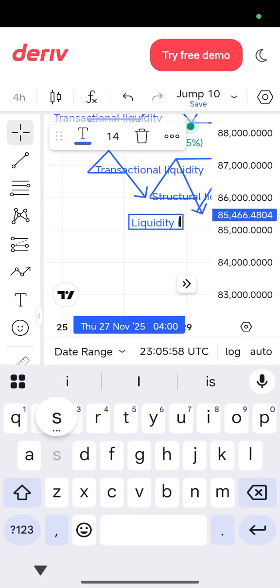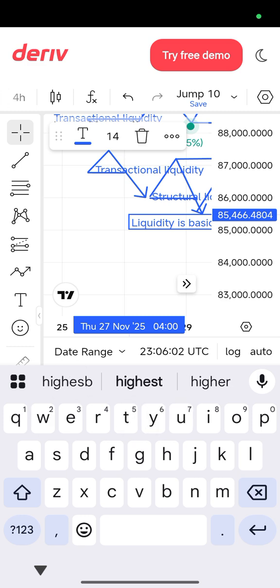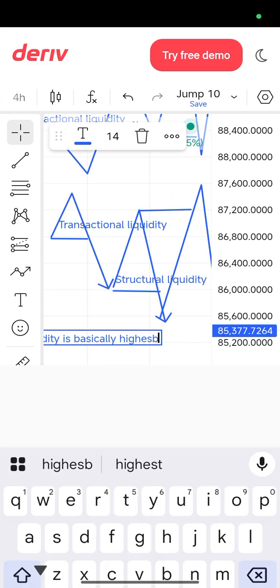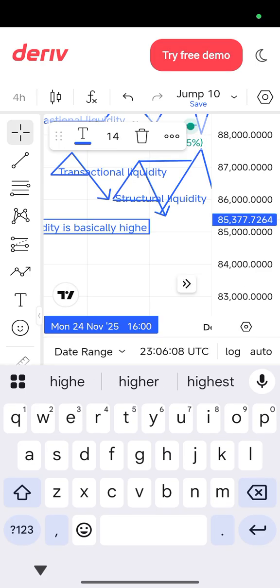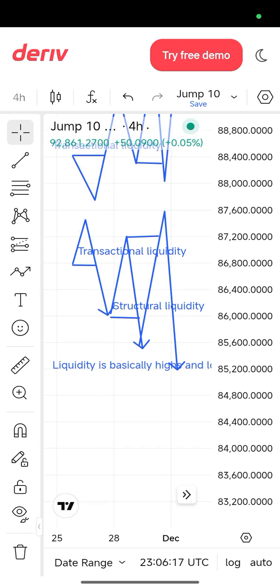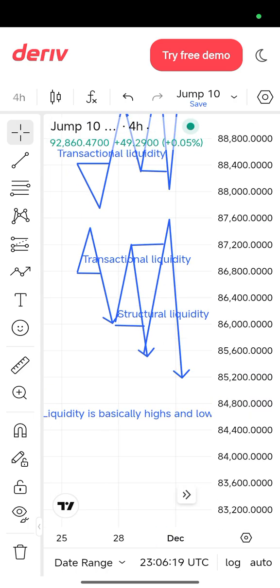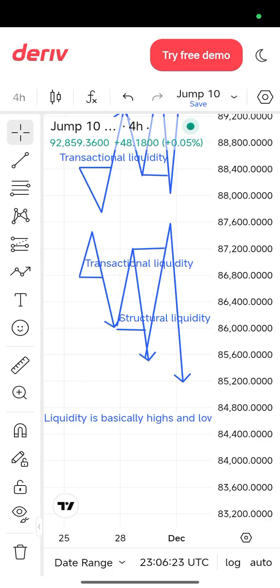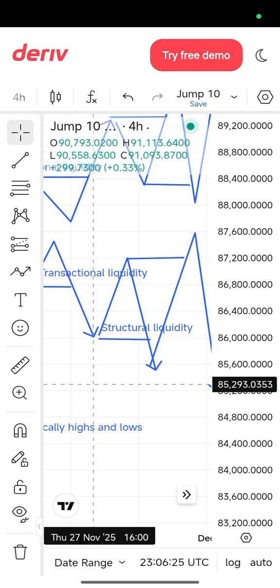Liquidity is basically highs and lows. Very simple. Liquidity is basically highs and lows. You understand? So the sweep of a high or a sweep of a low is still liquidity.